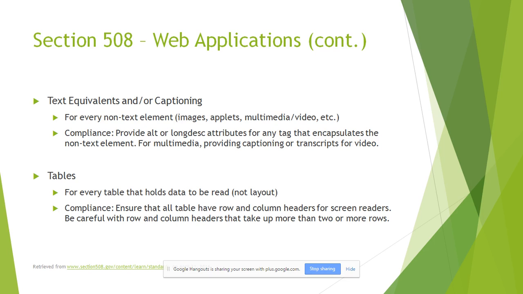The major categories are technical text equivalence and captioning. In other words, for every non-text element like images, applets, plugins, multimedia, and video, to be compliant, you have to provide an alt or long description attribute for any of those tags that have those images or non-text elements. For multimedia, something like providing captioning or transcripts for the video would also work. The reason being is, as we go into the screen reader section, screen readers pick up those tags and read them out loud.